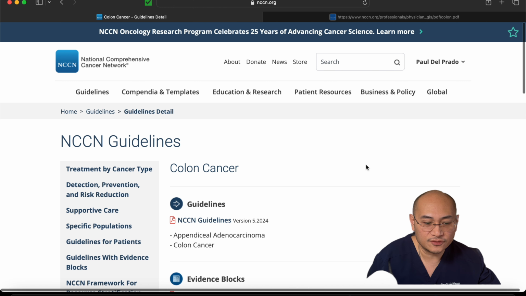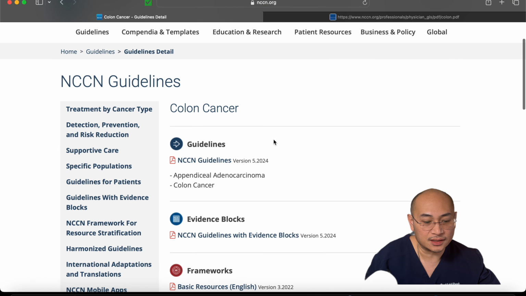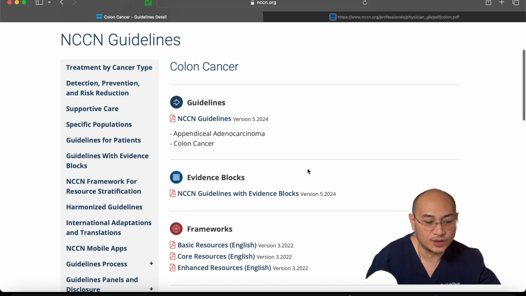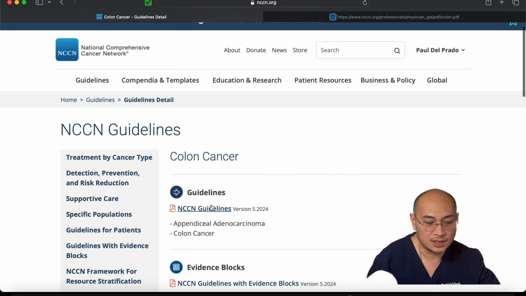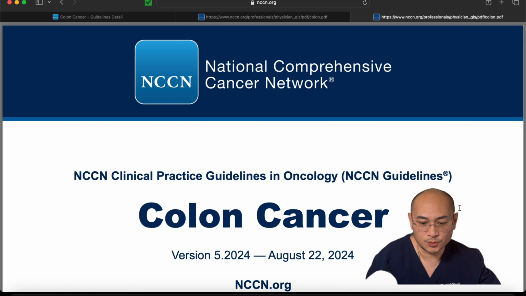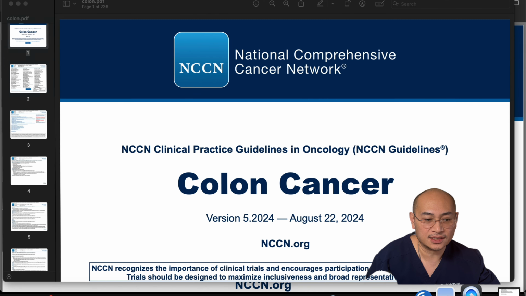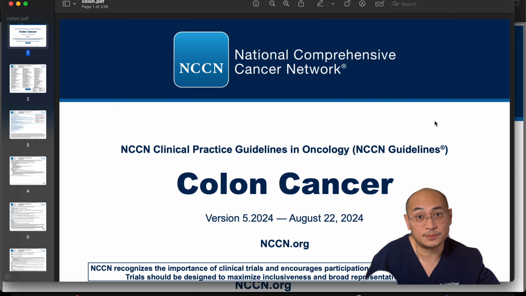This will now be divided by guidelines, evidence blocks, frameworks, and resources, both for patients and physicians. We're going to take the first one, which is for the physician. And as soon as we open up, we actually have a desktop copy of a PDF of the same thing. And so how do we actually use this?